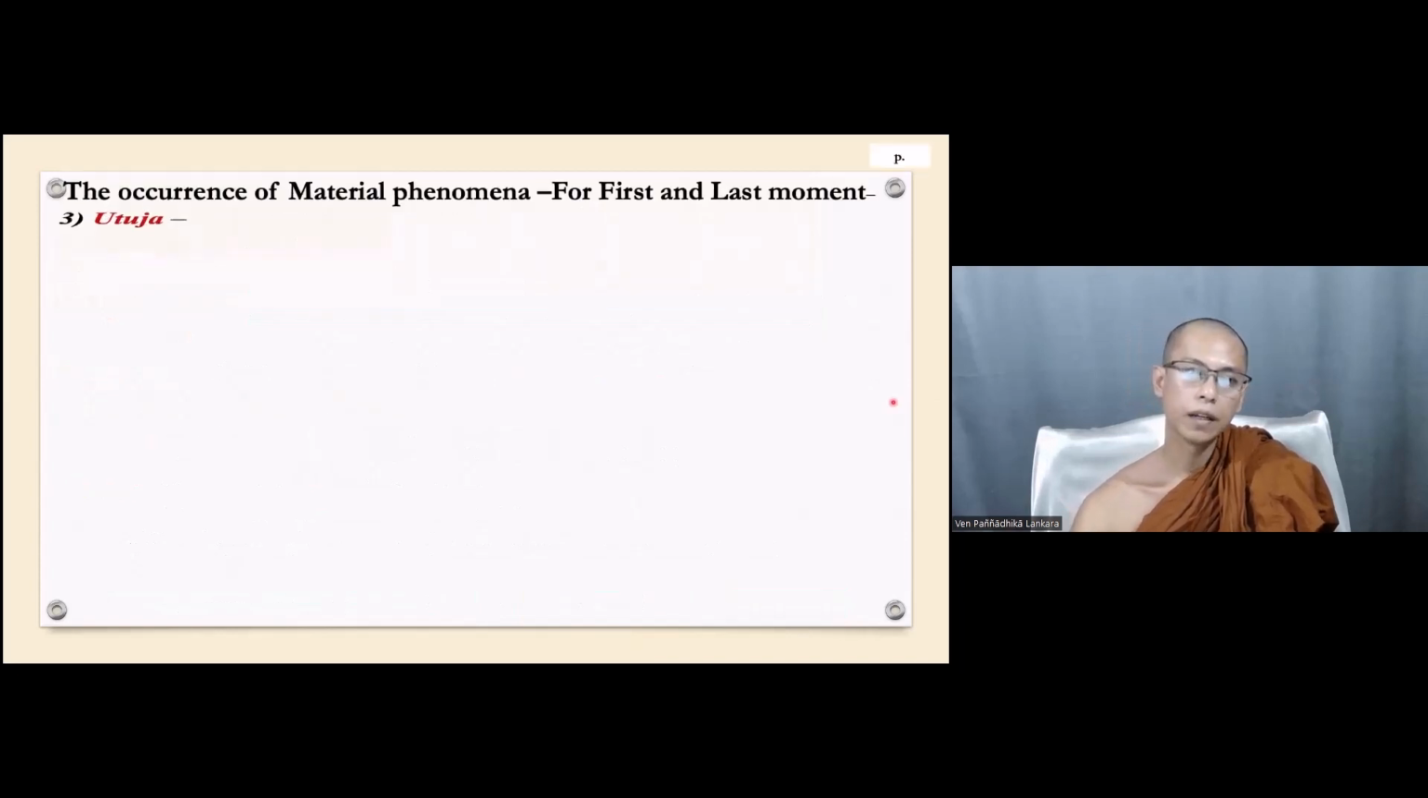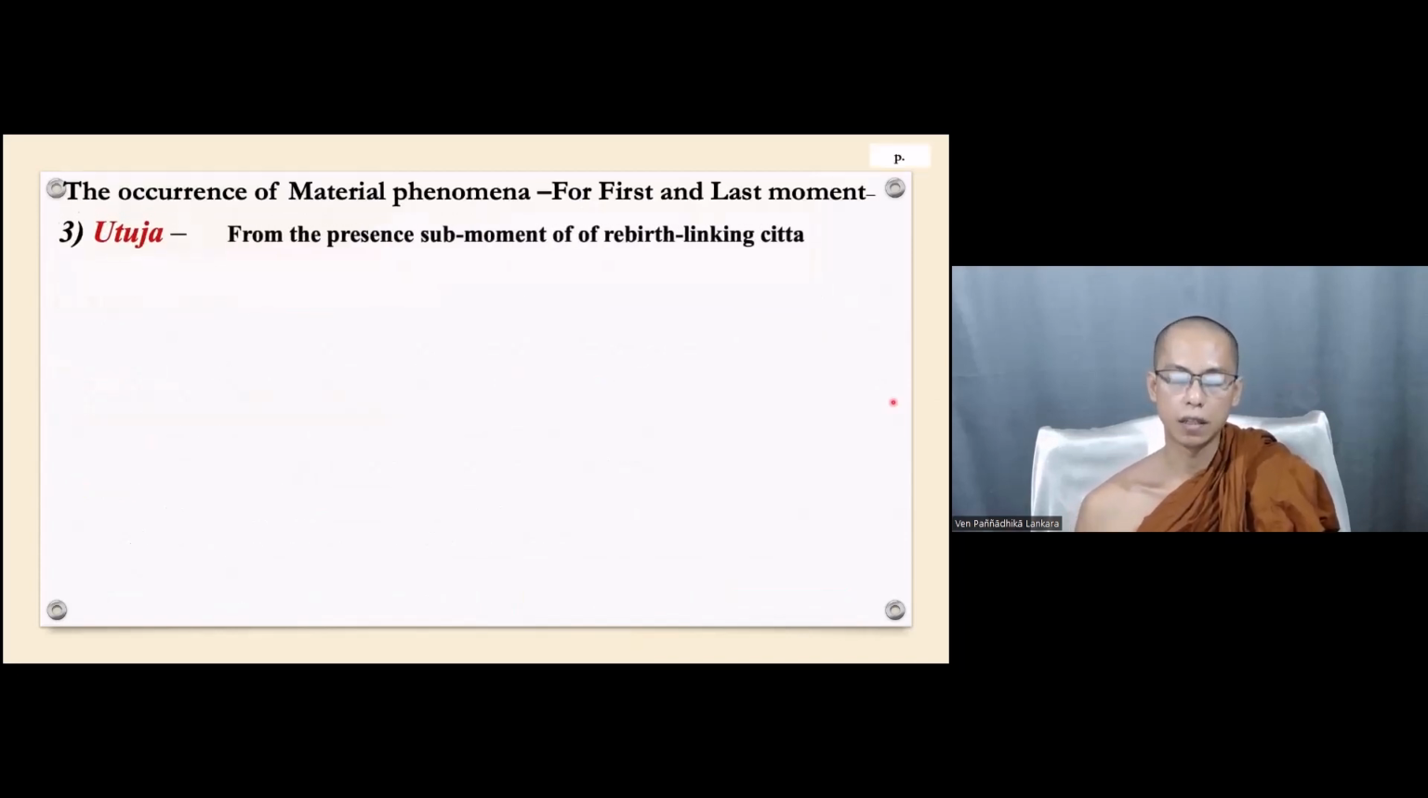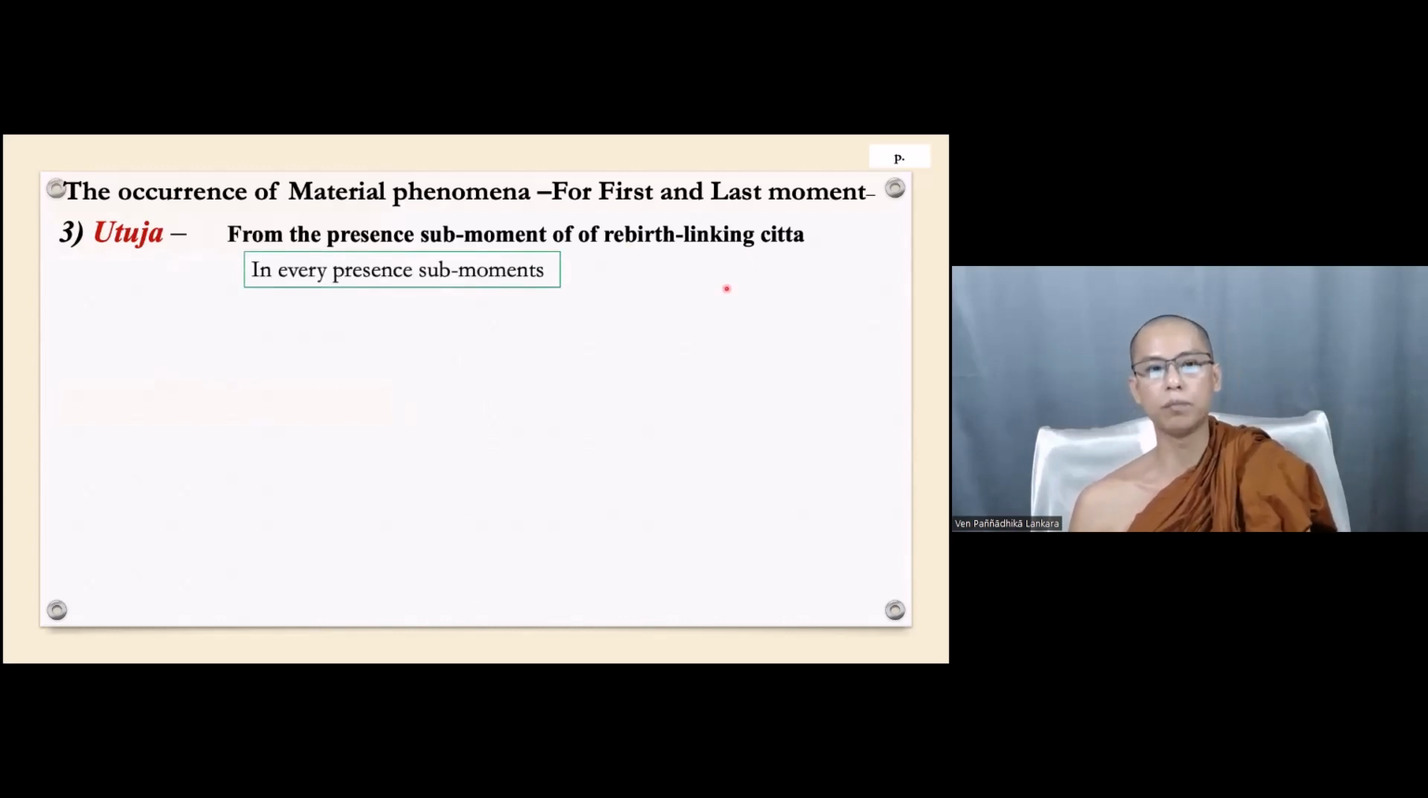Then let's see the Utuja. Utuja is the materiality produced by temperature. So the temperature-born materiality starts from the present sub-moment. As you know, the present is the strongest sub-moment of the materiality. So temperature itself is materiality. At the stronger moment of the present sub-moment, it is produced. So it is earlier than the consciousness-born materiality. At the present sub-moment of rebirth consciousness, it started, and it continued in every present sub-moment of temperature.